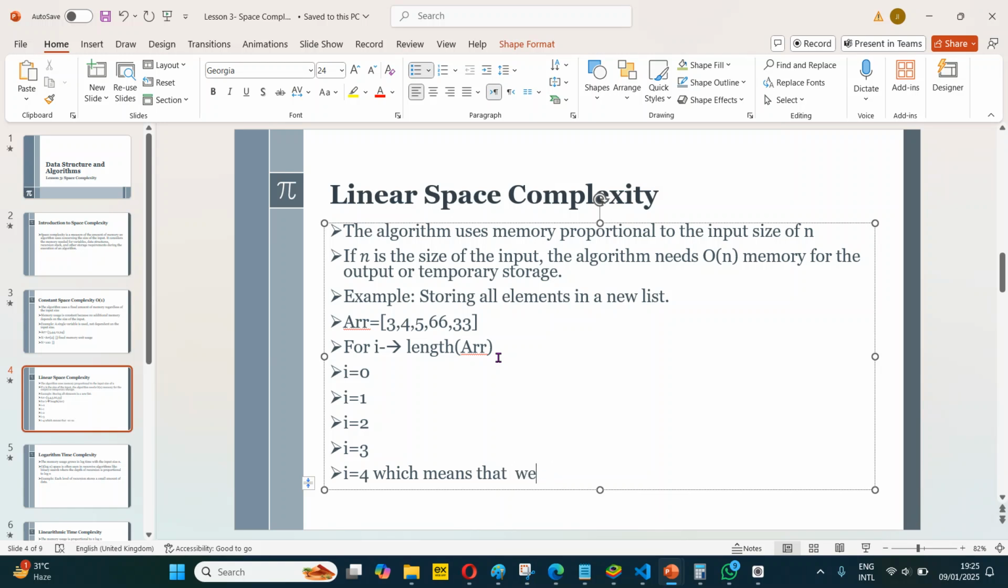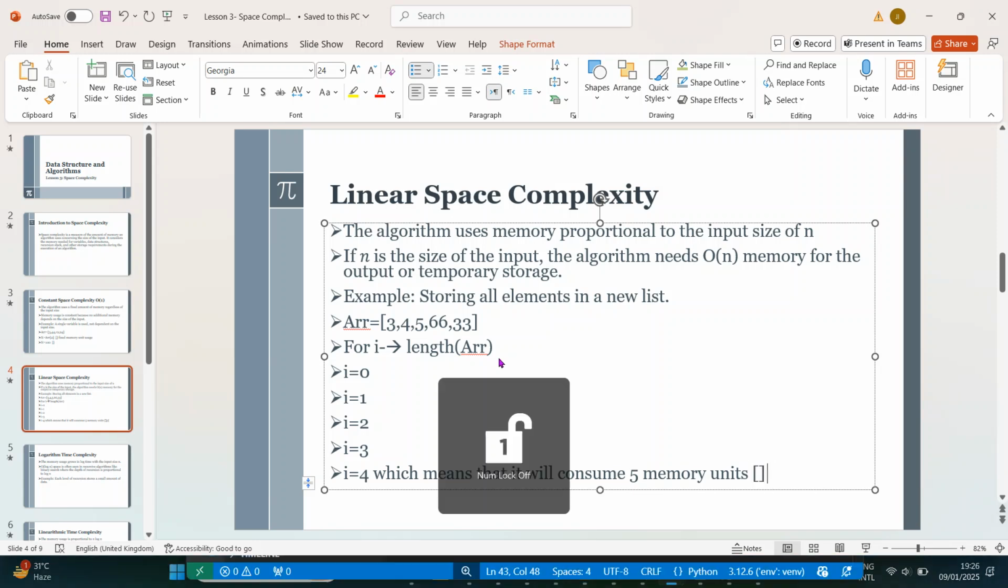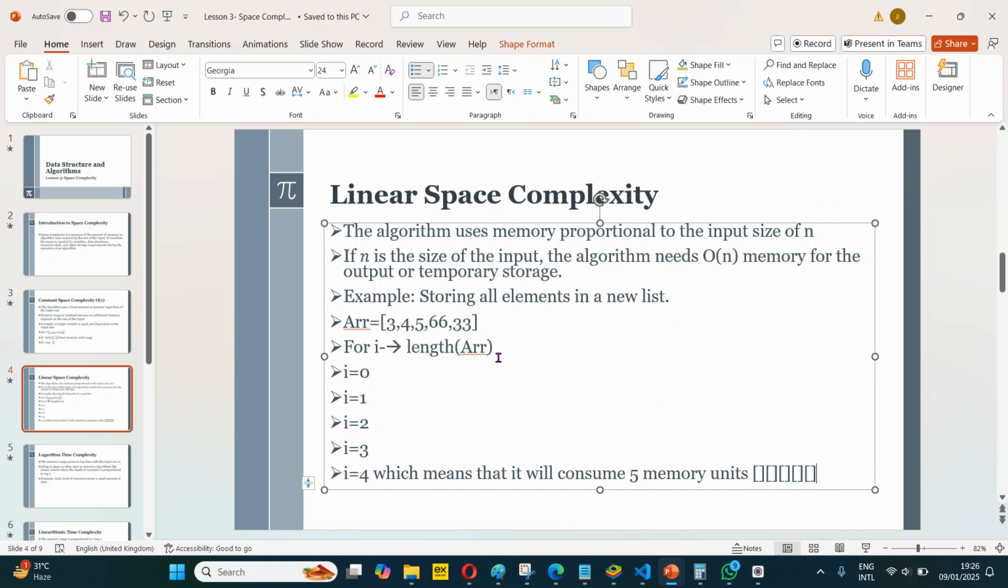Which means that it will consume 5 memory units. You can see here that if n is the size of the input, the algorithm needs order of n memory for the output or temporary storage.